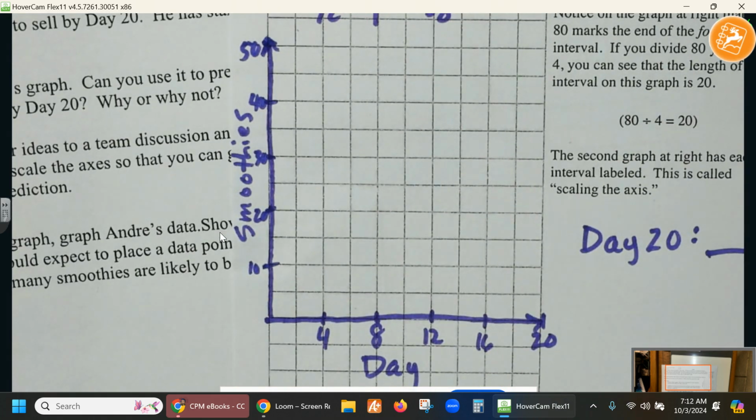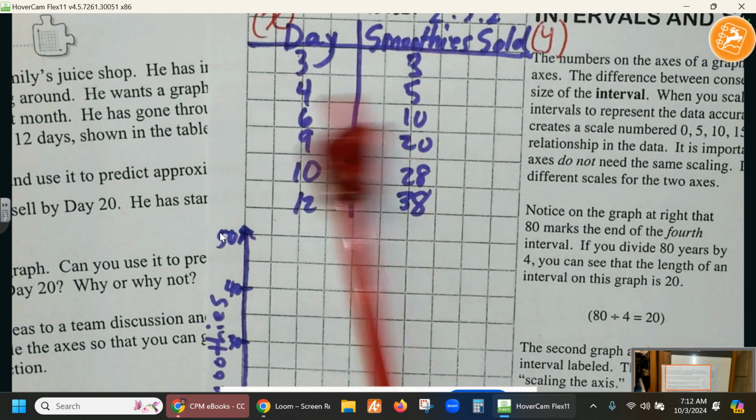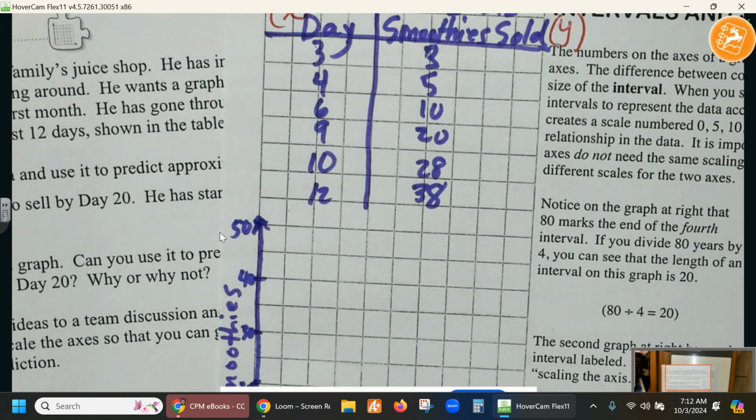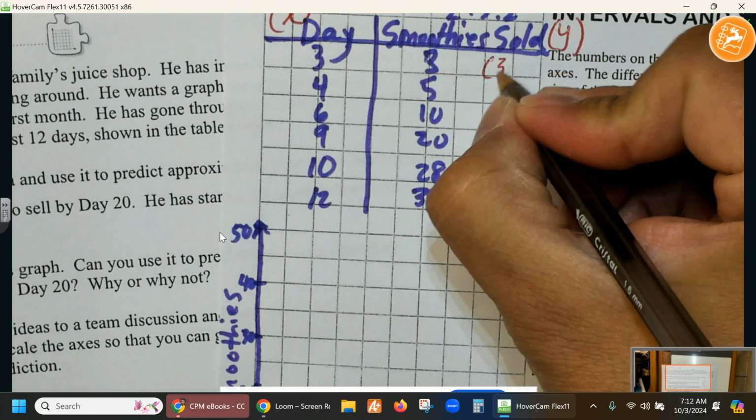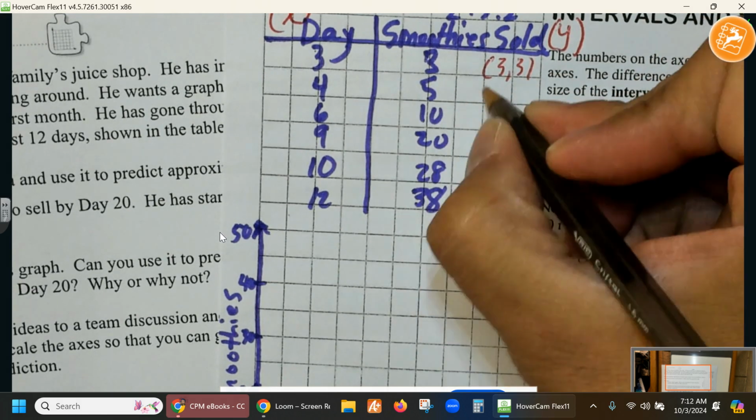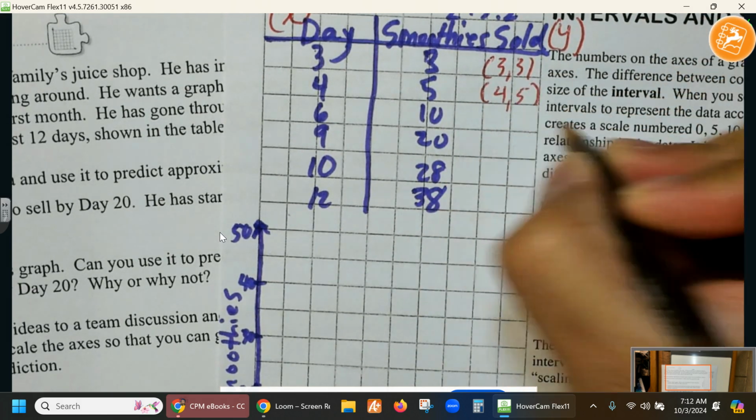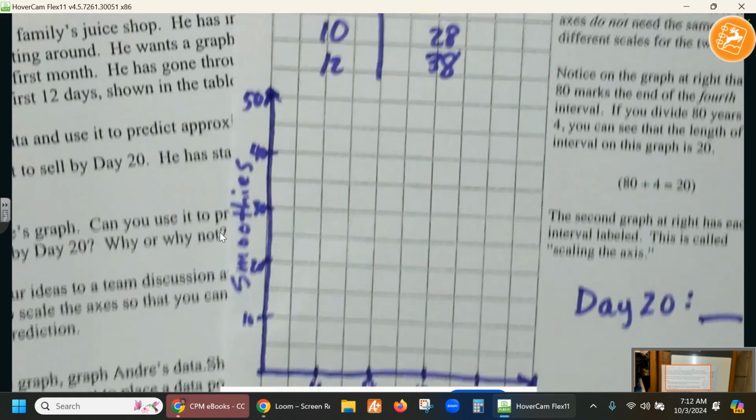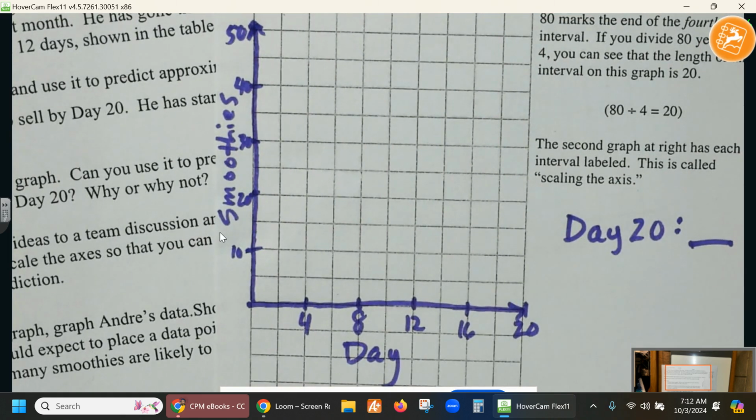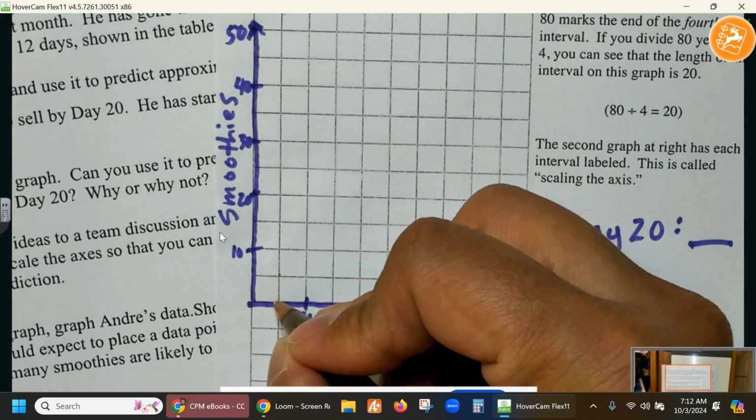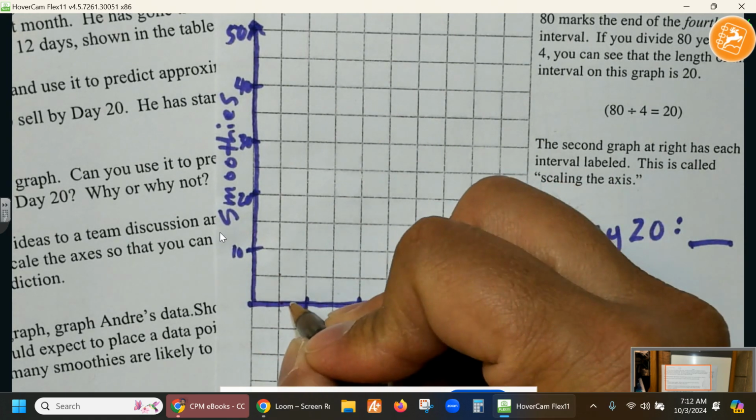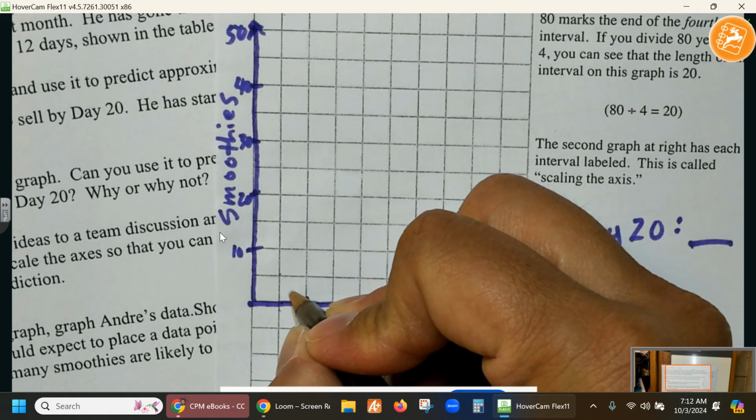So now what we're going to do is we are now going to graph all of these ordered pairs. Okay, and just remember that this day 3 smoothies means I'm going to graph this point. This means I'm going to graph that point, and so on. All right, so our first one is 3, 3. Here's 5 on our x-axis. Here's 2, 3, 3. Okay, so somewhere right there.